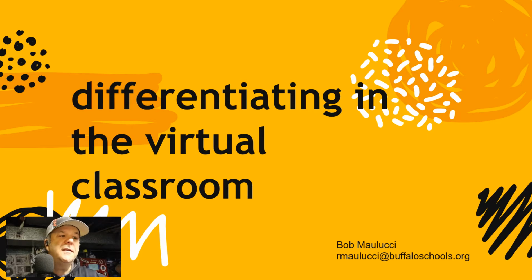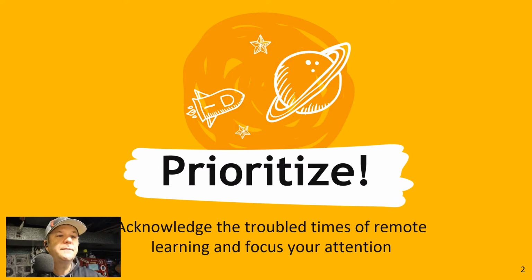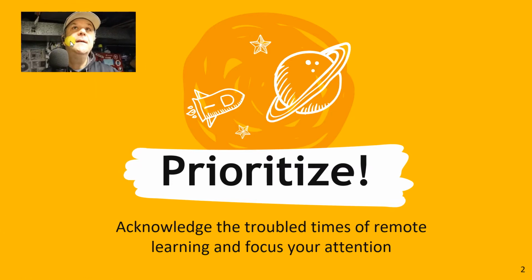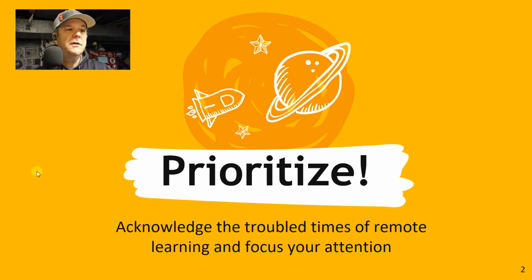So when it comes to differentiating in the virtual classroom, I think the big thing that we all have to consider is what's the most important concept that we want the kids to learn. We have to really acknowledge that in these times with virtual learning, we really might not be able to cover all of the material that we need to cover. We need to focus in on what the essentials are. So don't focus on coverage, focus in on the essentials and the most important concepts that you want the kids to learn. I think that we have to prioritize as we start this conversation about differentiation.